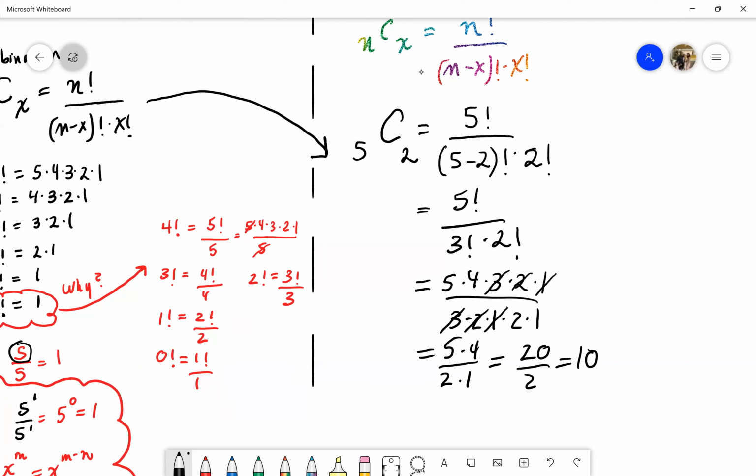And two times one is two. 20 divided by two is 10. Now, this is a combination. In other words, if you have five objects and you're going to rearrange them in two ways, how many ways can you do it, where order does not matter? So let me show you what that means, really.